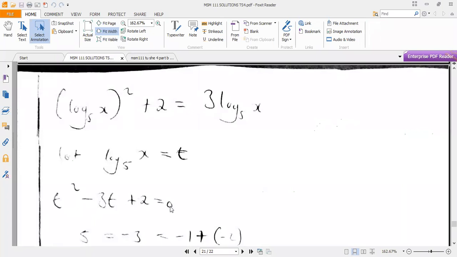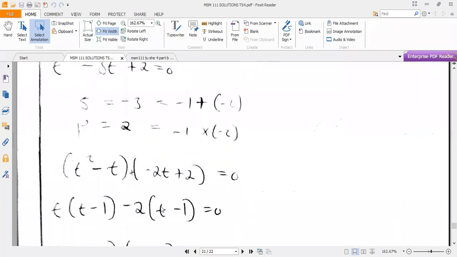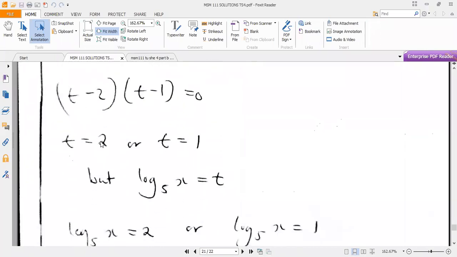Hope it's clear there. When you take this to this side and you substitute for t, we have minus 3t plus the 2 there, which you maintain, is equal to 0. Then you solve it quadratically. You find your sum and product. When you do that, you find two values of t. We have t is equal to 2 or t is equal to 1.